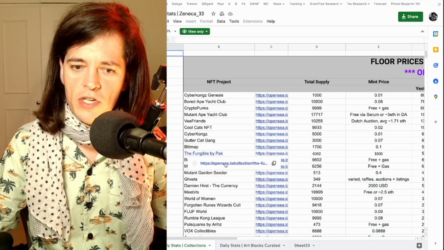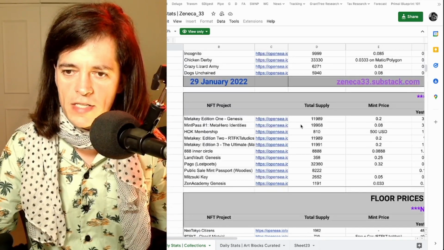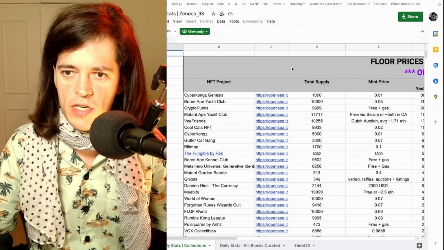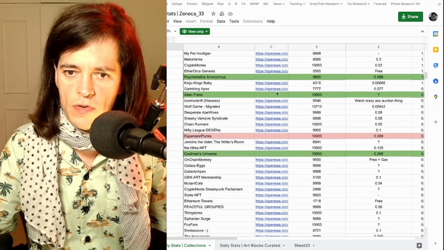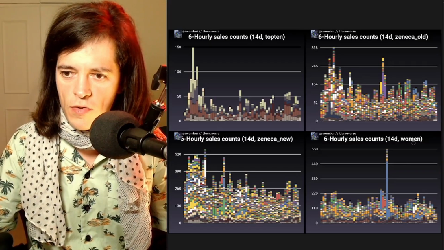And here's a spreadsheet where you can see the list of all the projects that are being tracked. And these are the projects that are also in these indices. You can find a link to the spreadsheet in each of my videos, including in this video. So if you want to look at it for yourself, you can do that as well. And here again, there's the new projects and there's the old projects. There's also the Women-Led Projects Index.